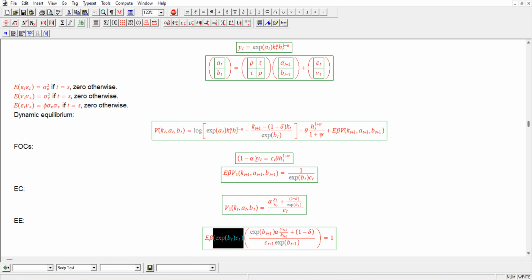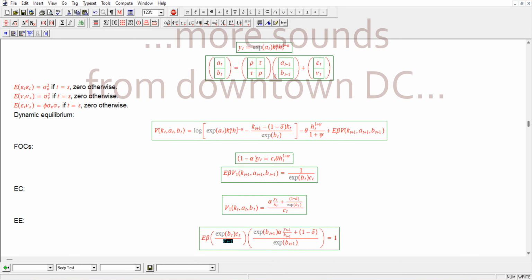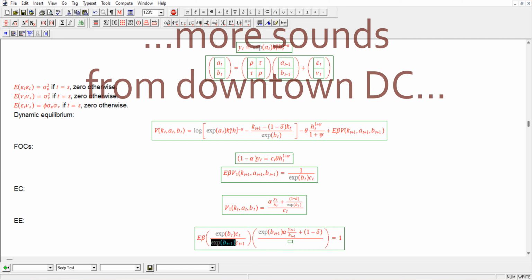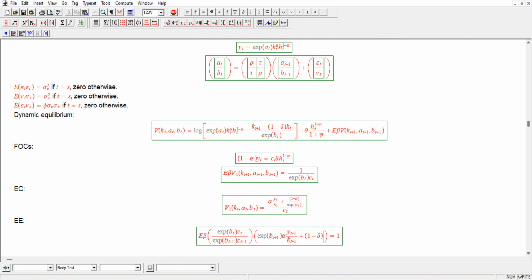Now, if I collect a few terms, like so, I end up with an even simpler condition. There are several ways to write down the Euler equation, but this one works well.